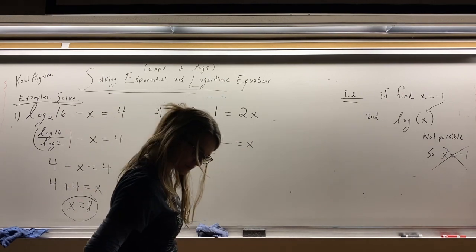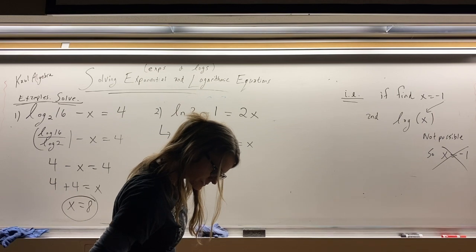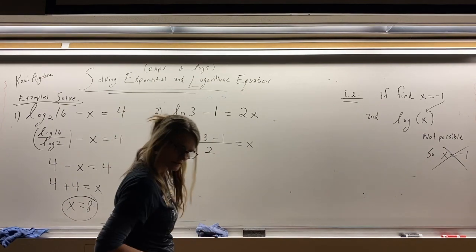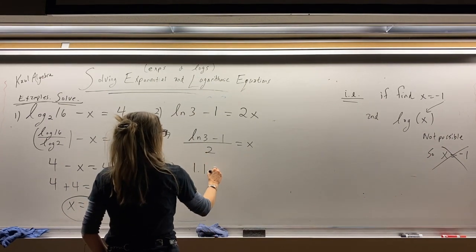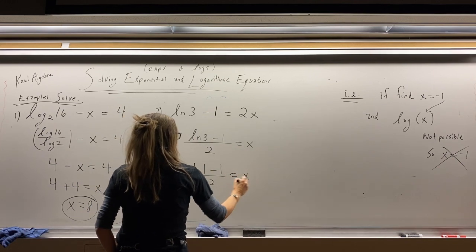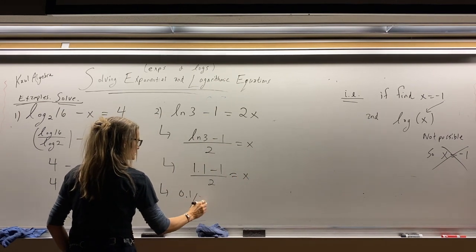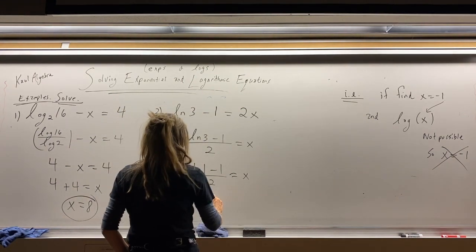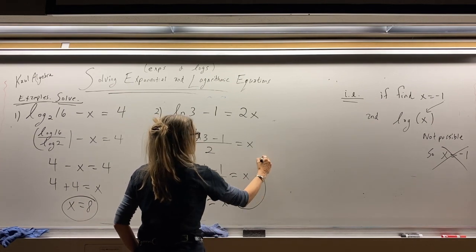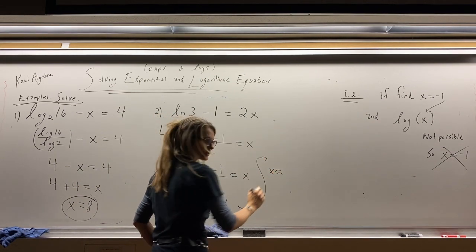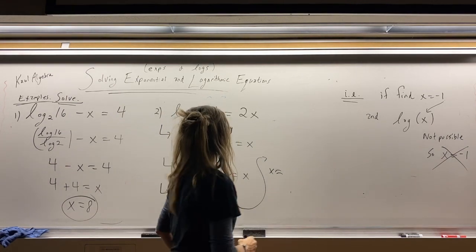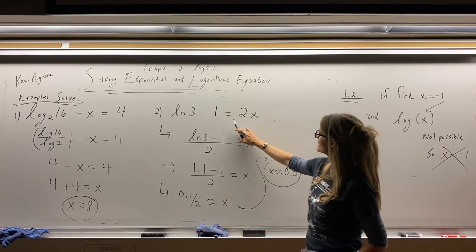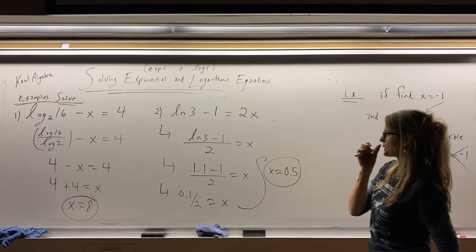So if we look at what the ln of 3 is, we get 1.1. Okay, so we get 1.1 approximately minus 1 over 2. So we get about 0.1 divided by 2. And I should be able to do that. Approximately equal to x. So what we have is x is approximately 0.5. And that's your solution. And you can plug that in, and you can see that's a good approximation there.